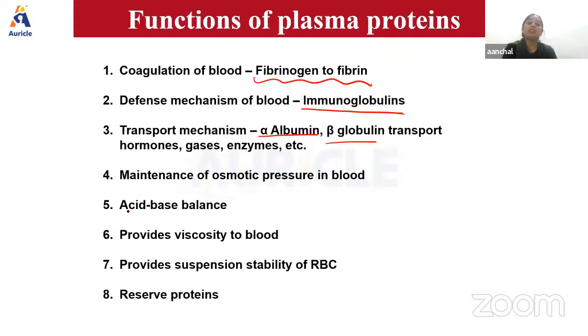Then plasma protein is also responsible for acid-base balance, because plasma proteins are amphoteric in nature, and depending upon the condition, they can act as acid as well as base. Okay. It is also responsible for providing viscosity to blood, and it provides suspension stability to RBC. And it is also responsible for reservation of protein, right?